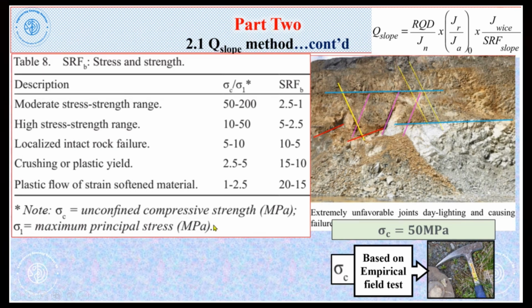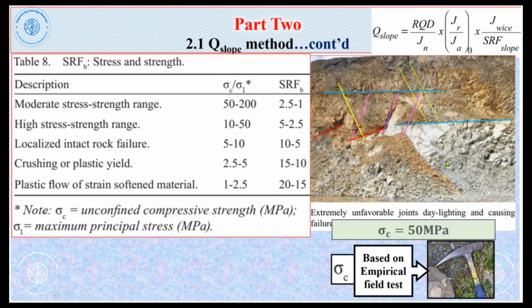So it is known as an empirical field test. Based on an empirical field test, it is possible to determine the uniaxial compressive strength of the intact rocks in the slope, based on the number of blows of the geological hammer it requires to break a rock sample. It can easily be determined using the geological hammer.